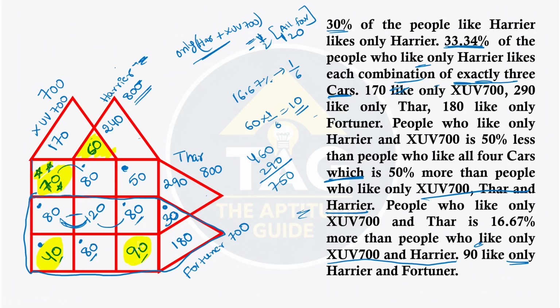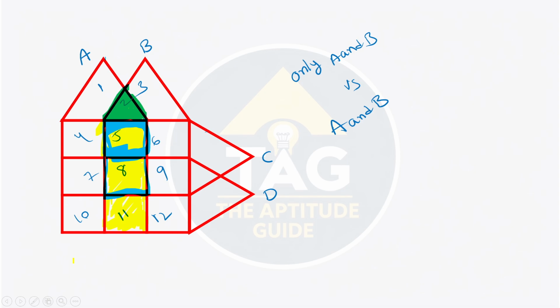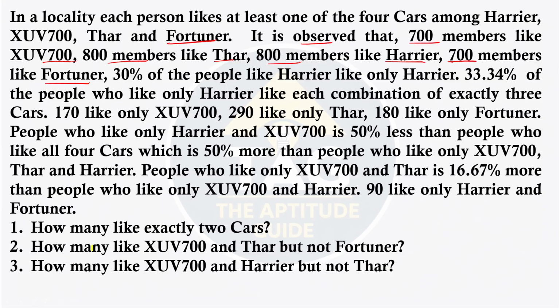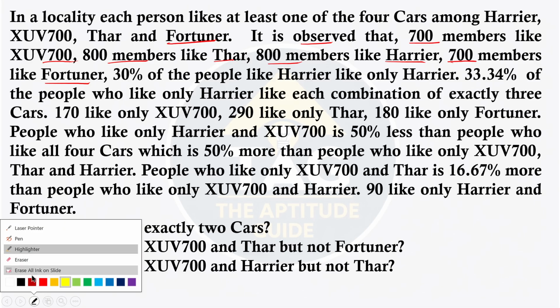90 only Fortuner and Harrier. 50 only Thar and Harrier. 30 only Thar and Fortuner. So the sum of these six values gives our answer. 70 plus 60 is 130. 130 plus 50 is 180. 180 plus 30 is 210. 210 plus 90 is 300. 300 plus 40, 340. So the answer for the first one is 340.